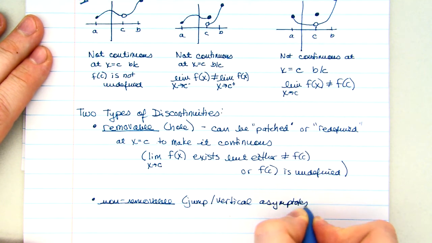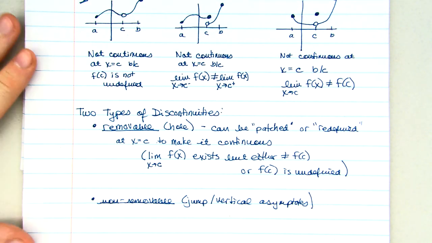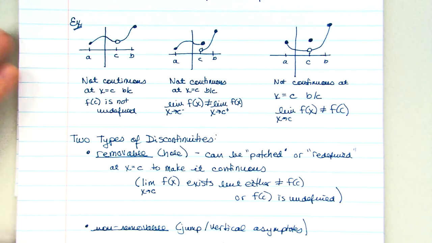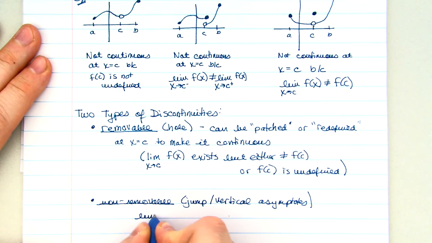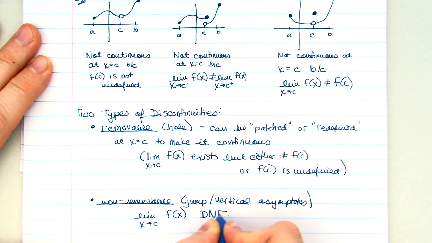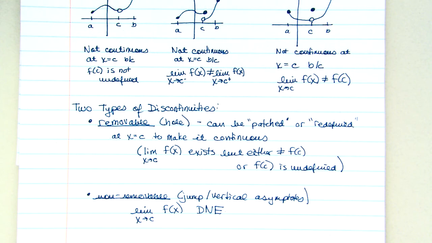They can't be fixed just at one point. You'd have to change a whole bunch of points to make it continuous. And really what you're going to look for is that your overall limit is not going to exist there. The limit as x approaches c of your function does not exist. And I feel like I need to give you a moment or two to do some writing.